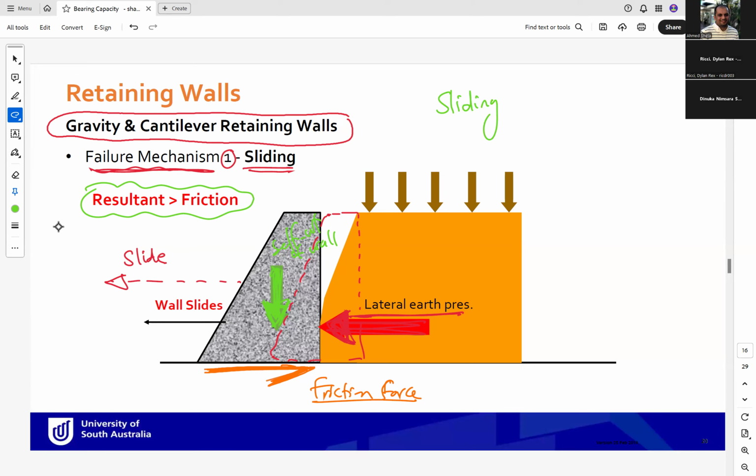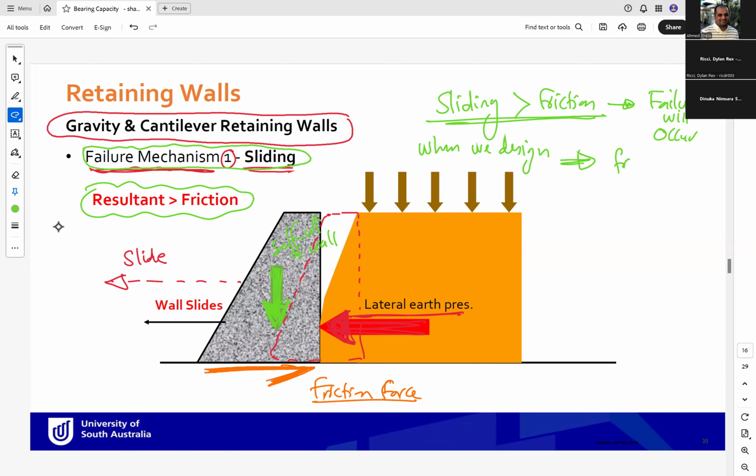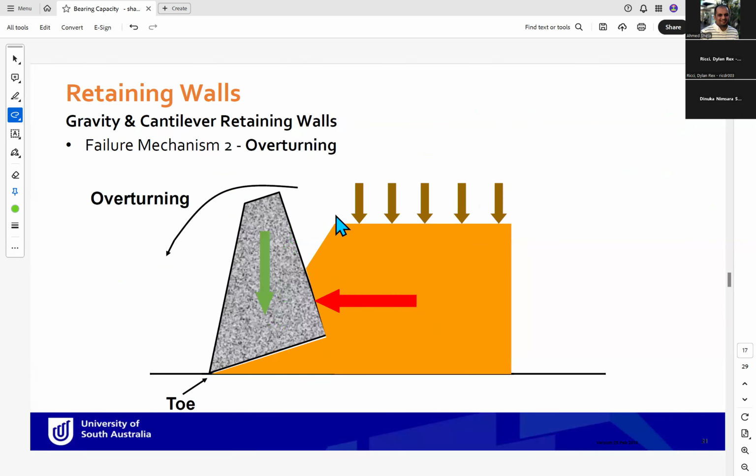If the sliding force is more than the friction, what should happen? Do you have any idea what happens if the sliding force is more than the friction force? Failure will occur, because we are just talking about failure mechanism. So the failure happens when the resultant is more than the friction. So when we design, we should make sure that the friction is more than the sliding force. Otherwise, the wall will fail. So this is the first failure mode.